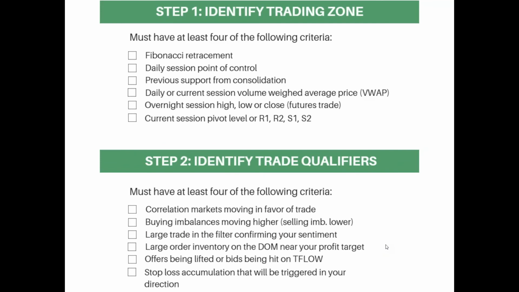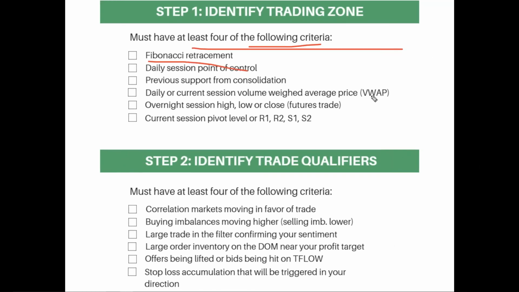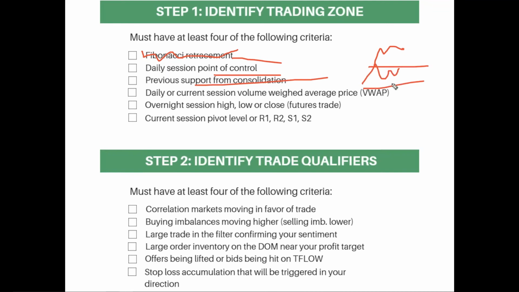So I told you I'd create a trading plan. Here's my personal trading strategy. This is what I look for. My entry criteria is it must have at least 4 of the following criteria. Fibonacci retracement, which I don't use as much in day trading. In swing trading and options, it's very useful for me on stocks. Day trading, I don't rely on it as much. Daily session point of control, previous support from consolidation. So if we have structure, when the market breaks out, the previous support or resistance, that's a qualifier for me.